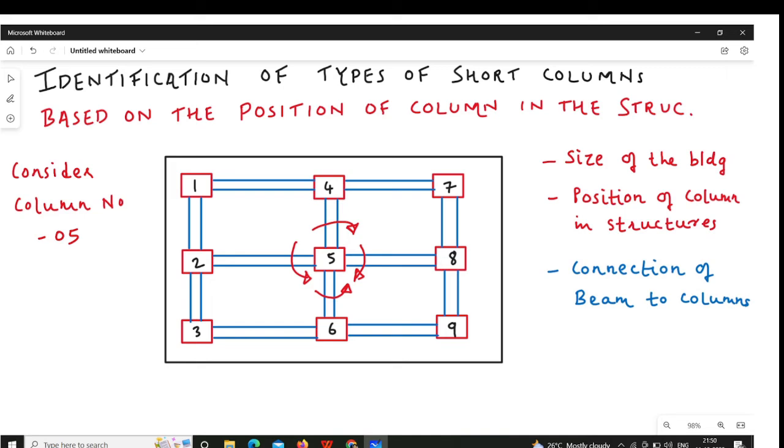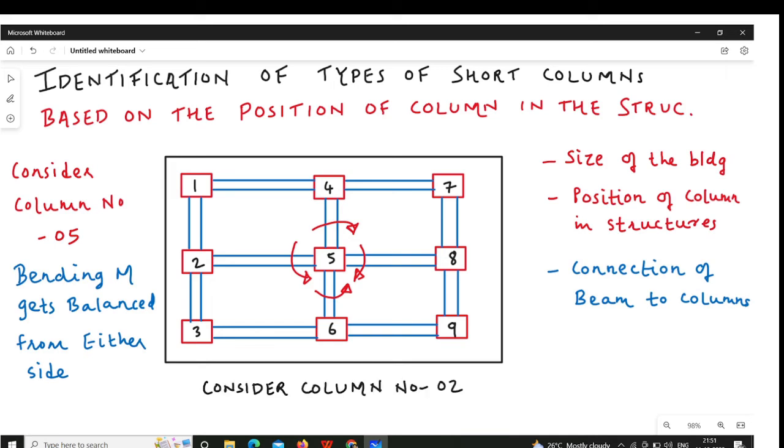So there is no bending moment created in column 5. So column 5 is nothing but an axially loaded column. The bending moment gets balanced from either side. Now consider column number 2. In column number 2, you have bending moment from the top, you have bending moment from the bottom. So these bending moments are equal and opposite.